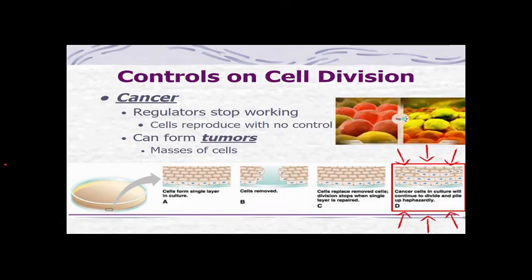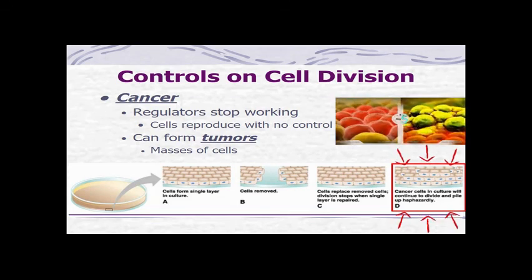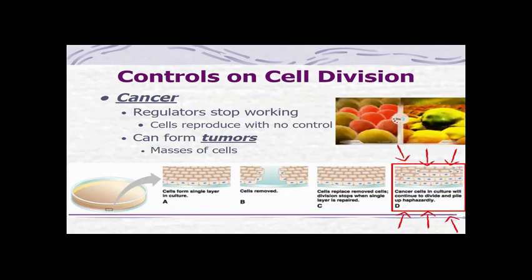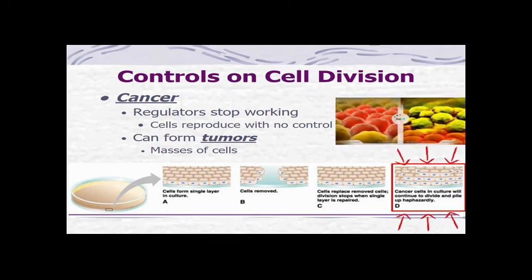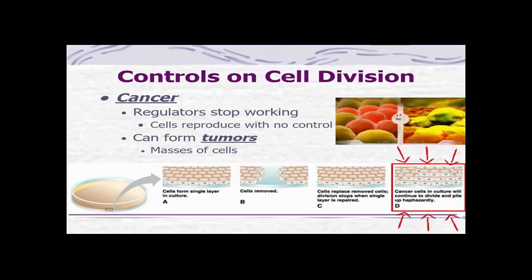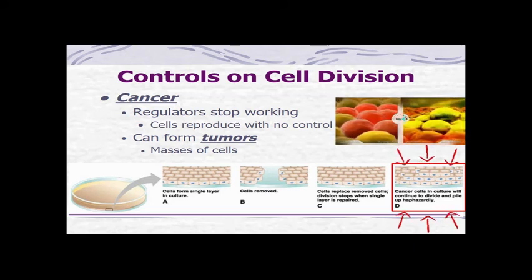Now, cancer, we've all heard of cancer. Cancer is when those cell regulators stop working. And when that happens, the cells will reproduce with no control. Usually, the cells reproduce much too quickly, and this can form tumors. This can form masses of cells that do not belong in that area. It can produce cells that aren't mature, that aren't able to do the job they're supposed to do.